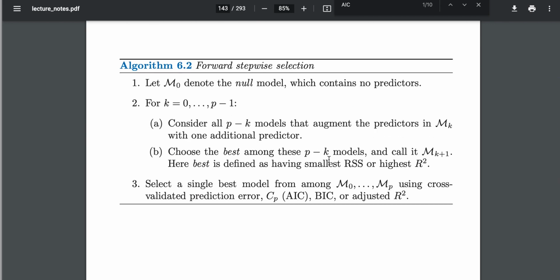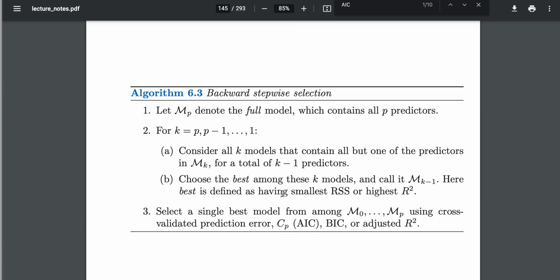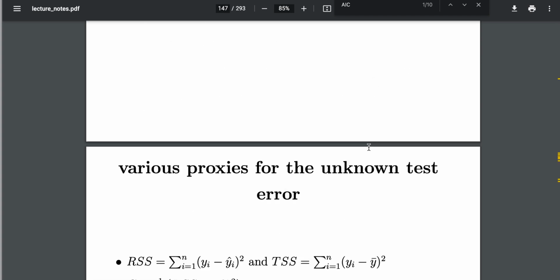Forward stepwise adds the variables one by one, and backward stepwise removes them one by one. Choosing the optimal model, meaning the model with the right number of predictors, is done either by cross-validation error or by proxies for the test error, which are adjusted training error, Cp, AIC, BIC, or adjusted R square.